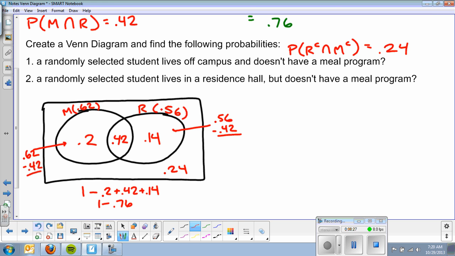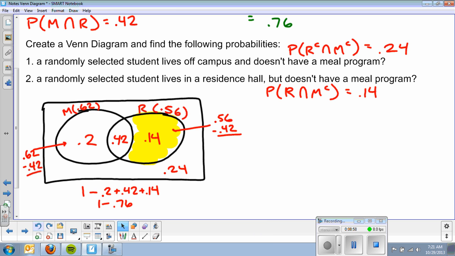Okay. Randomly selected student lives in a residence hall, but doesn't have a meal plan. So if we look at this, lives in the residence hall, but doesn't have a meal plan. So it's everything but that overlap. It's this piece right here, which is going to give me, according to probability notation, residence hall and no meal plan. So that is going to be 0.14. Okay, so the Venn diagram makes things a little bit easier to answer questions once I've got all the divisions.